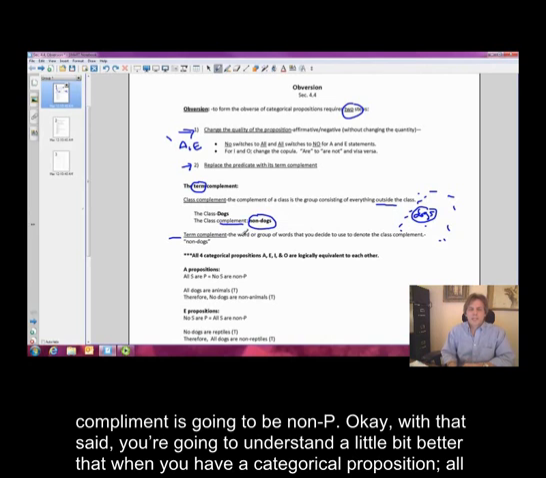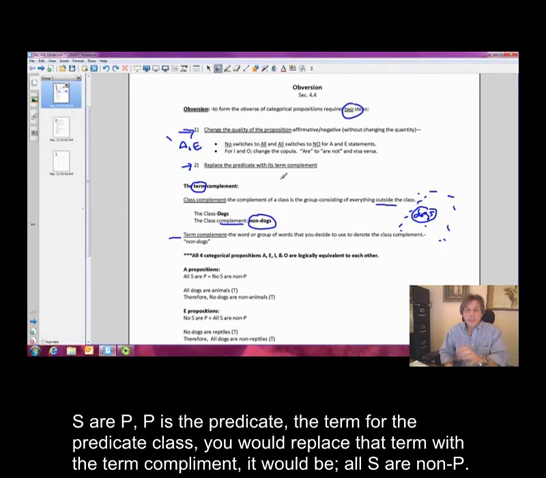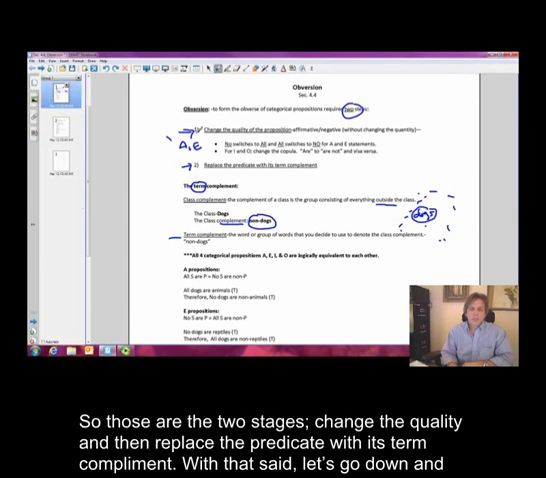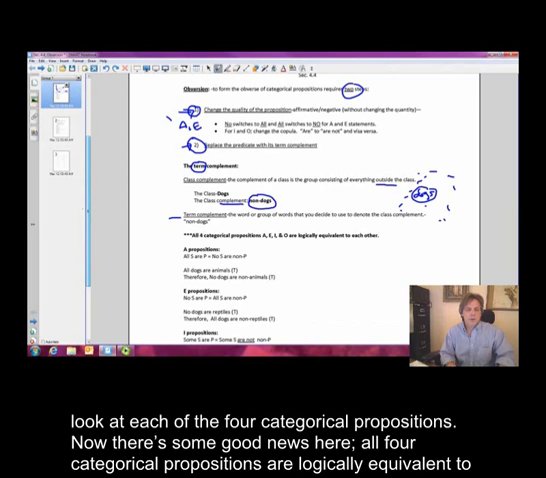Okay, so with that said, you're going to understand a little bit better that when you have a categorical proposition, all S are P, P is the predicate, the term for the predicate class, you would replace that term with the term complement. It would be all S are non-P, okay? So those are the 2 stages. Change the quality and then replace the predicate with its term complement. Okay, with that said, let's go down and look at each of the 4 categorical propositions.